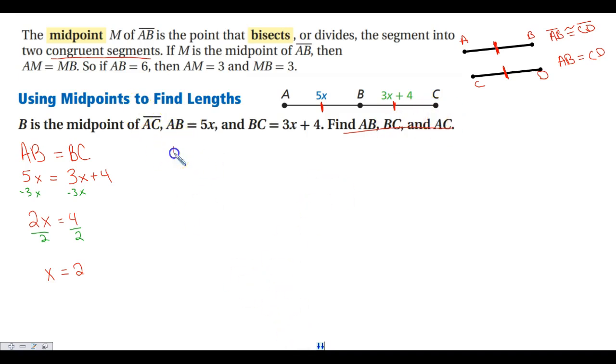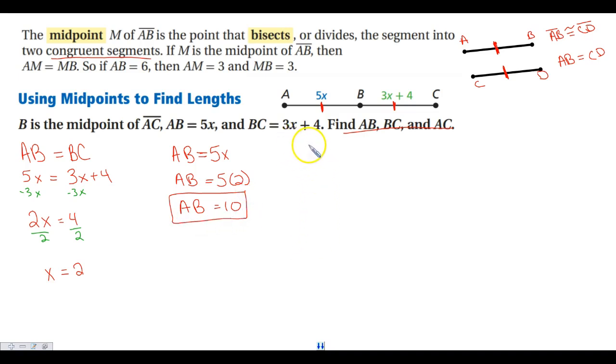So the length of segment AB was 5x. Okay, so that means that the length of AB is 5 times 2. So kind of weird equal sign. Okay, and AB is going to have a length of 10. So there's one of our 3 answers.